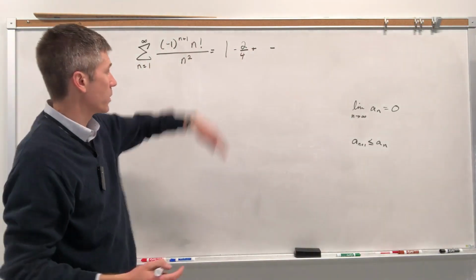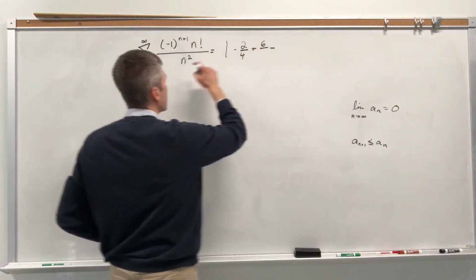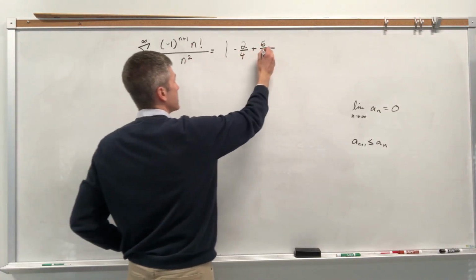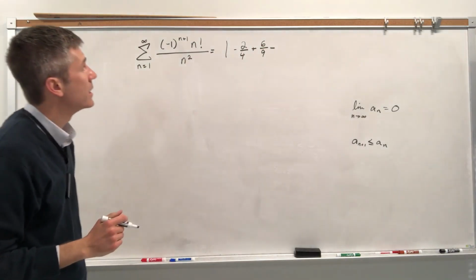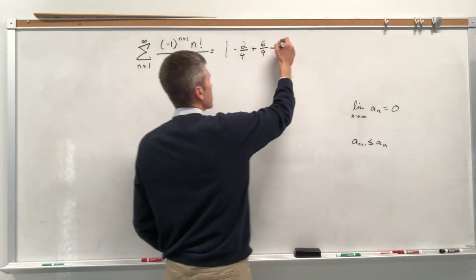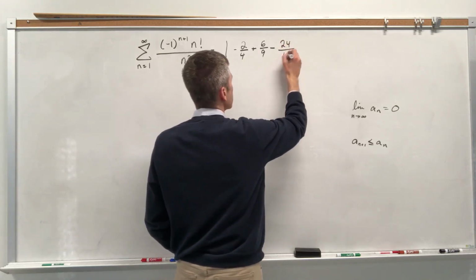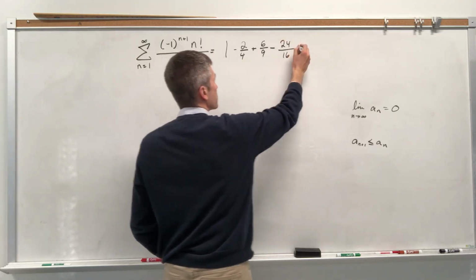So yeah, reduce it if you want. I don't feel like it. Plug in a 3. 3 factorial is 6. 3 squared is 9. Reduce it if you want to. And then the next one, plug in a 4. 4 factorial is 24. Good to know. And 4 squared is 16. And then it continues. It goes on forever.